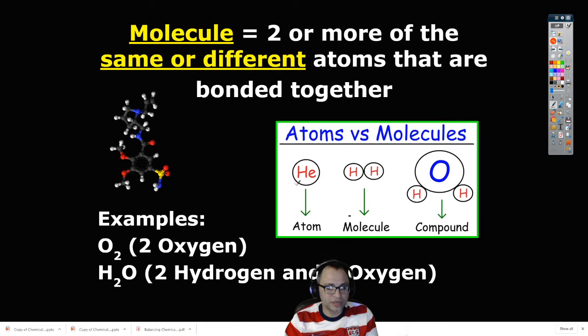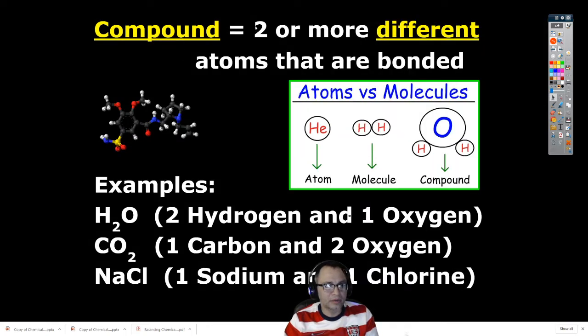So the picture here has done a good job of showing you the difference between an atom, a molecule, and a compound. In this particular picture, this is an atom of helium. This is a molecule of hydrogen, which would be written like this, H2. And then this would be a compound. What makes it different than a molecule is that it actually has two or more different elements. So you'll see here you have oxygen and you also have hydrogen.